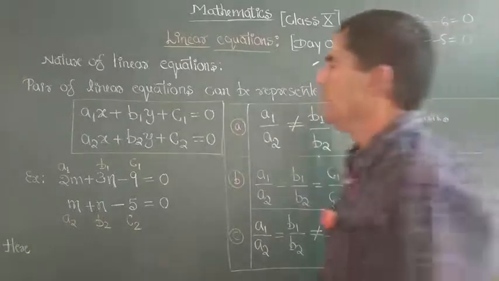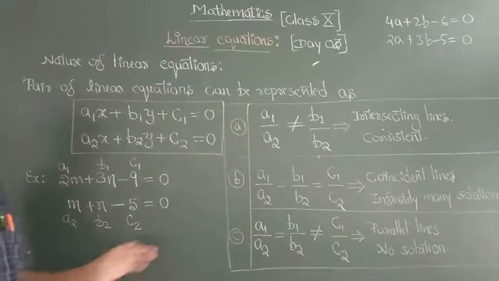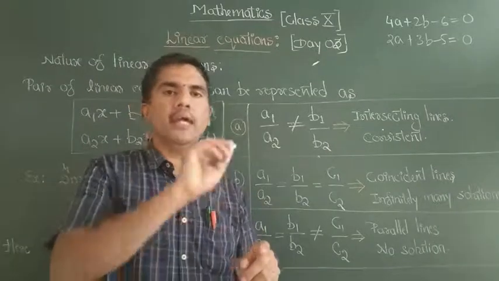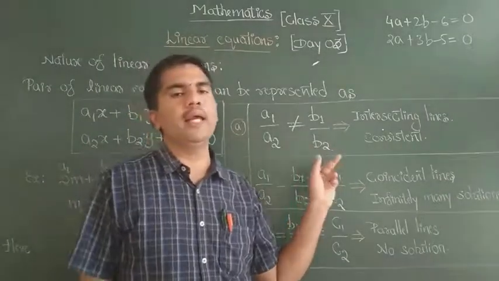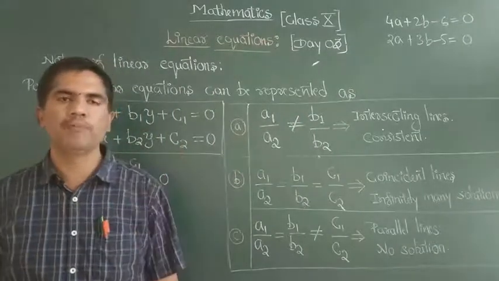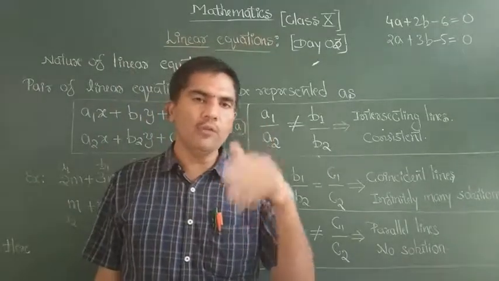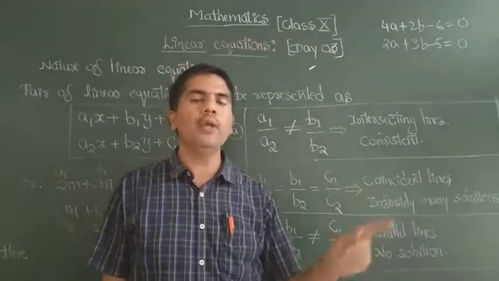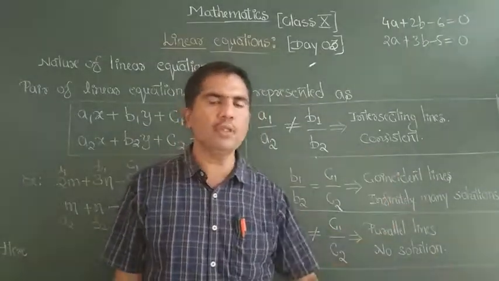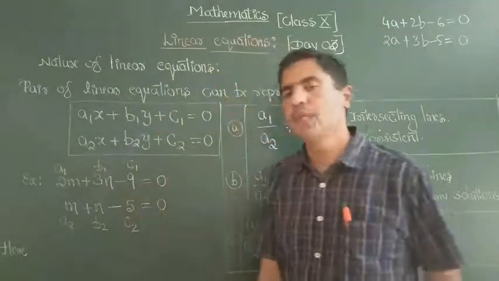By knowing the values or the ratios of a1 by a2 and b1 by b2, you can find out algebraically, without actually drawing the graph, whether those two lines are intersecting or parallel or coincident. Or to be more clear, just algebraically you can find whether two lines have a single solution, or infinitely many solutions, or no solution. So that's what we are going to discuss today in a simple way.